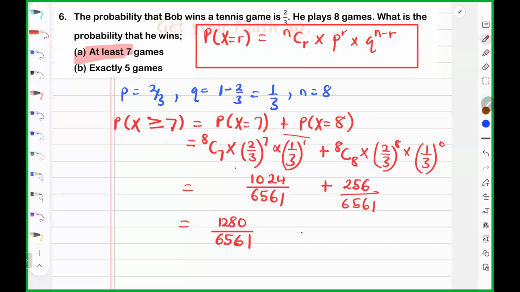You can leave it in that form, or you can write it to 4 decimal places. You can write it as a decimal fraction, but round it off to 4 decimal places. Yes. Then Roman 2 wanted us to find.